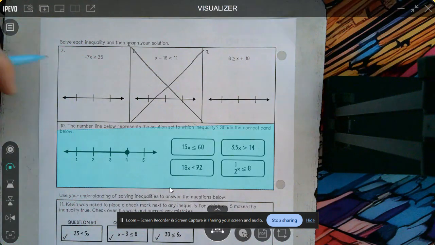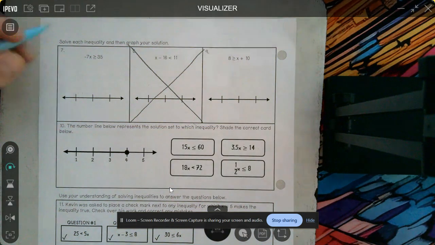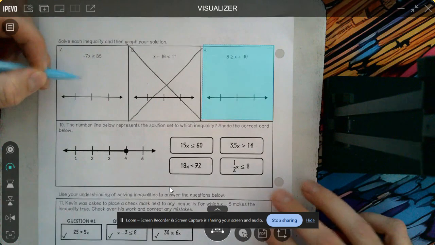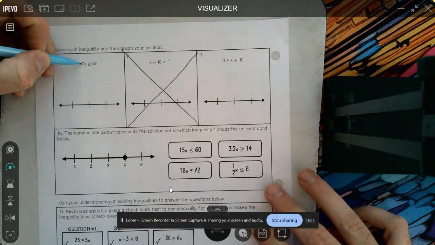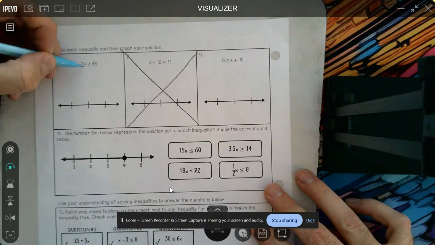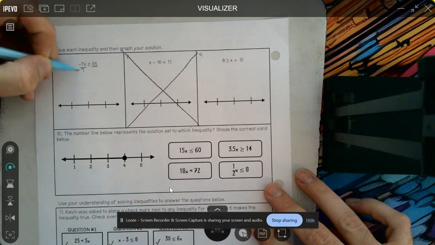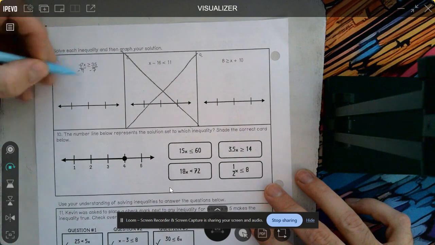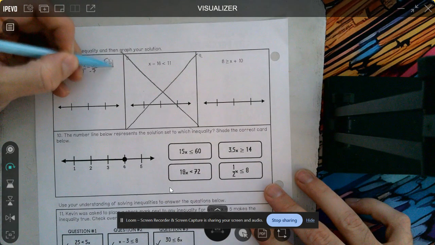All right, guys. So we're on the back side of the 5.1 video notes. Number 7. So now we're not going to check it. We're just going to be solving and then graphing. My x is on the left side, so I don't have to move anything. How to get rid of multiplication? We divide. We have to divide by the coefficient, which is negative 7. Divide by negative 7 on both sides. We have to flip it. Good job. Hopefully you remembered that.